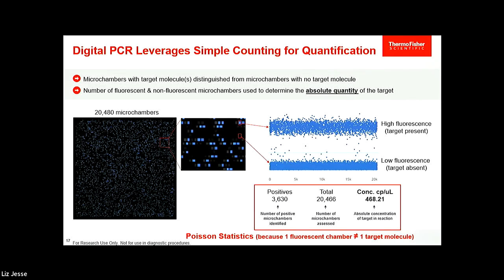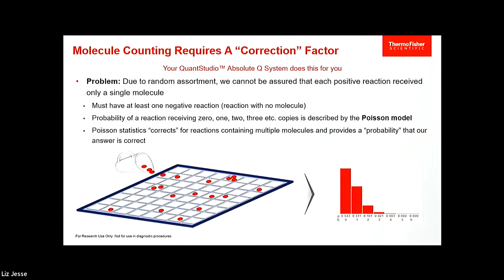Because in digital PCR, it's very important to remember that one fluorescent chamber is not always exactly equivalent to one target molecule. It's because of Poisson statistics, which are a way of nature explaining random distribution. So I'm going to give you a quick lesson on Poisson distribution statistics.